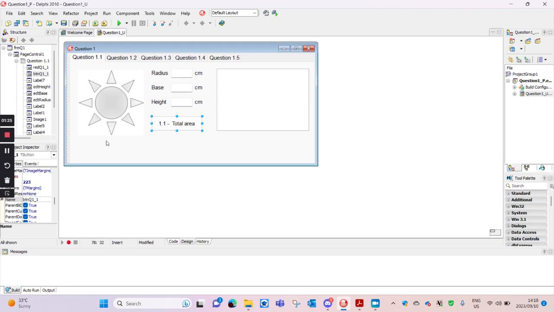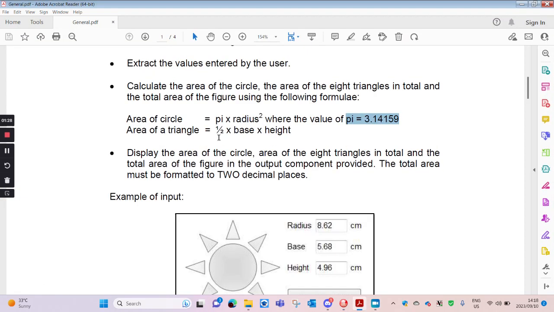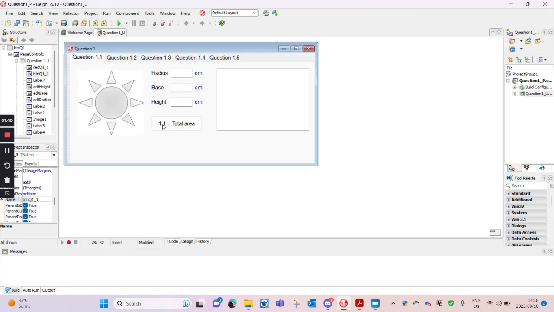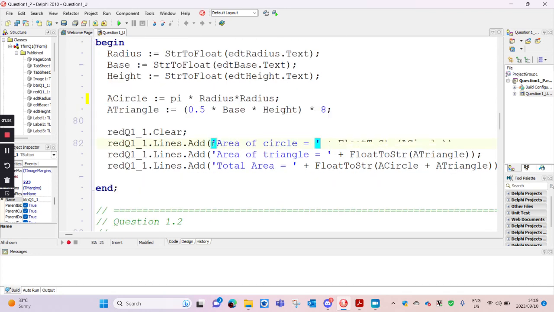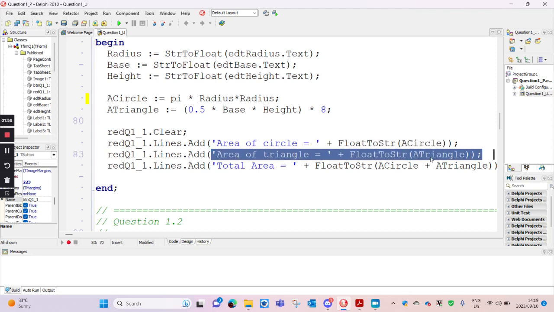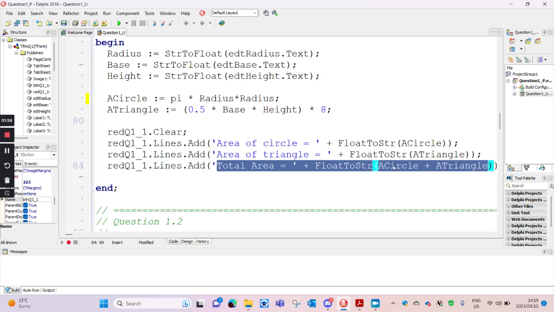And then the triangles, you'll see they did tell us there's 8 of them. So there's our formula, half times base times height. And then they said display the area of the circle, the area of the 8 triangles in total, and then the total for the whole thing. So for the triangles, we went a half times base times height, but then times 8. So then the area of the circle, we just display it. The area of the triangles, we just displayed it. And then the total area is our circle plus triangle. And then we displayed it.